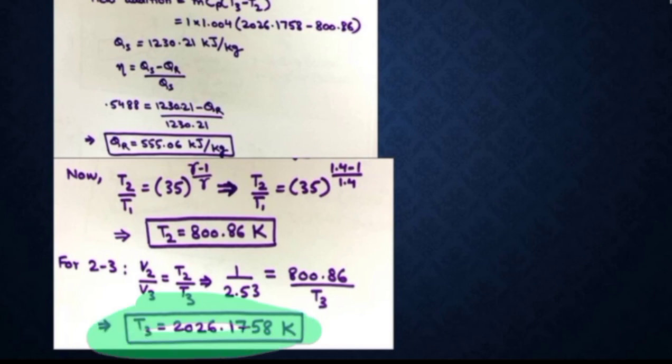So the value of heat addition is m Cp (T3 minus T2). m is 1, Cp is given in the question, and T3 minus T2. So the heat supplied is 1230.21. Heat supplied we have calculated, efficiency we already know.